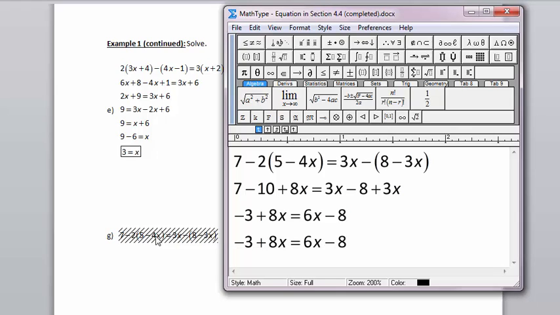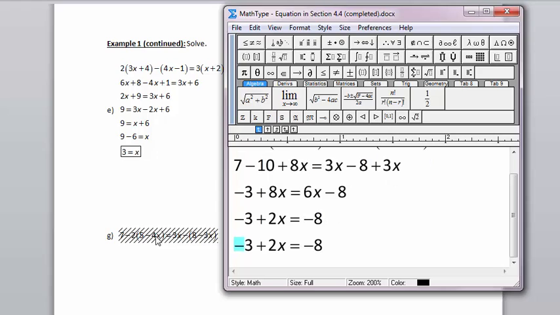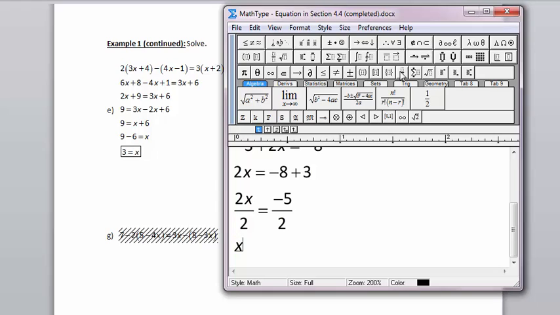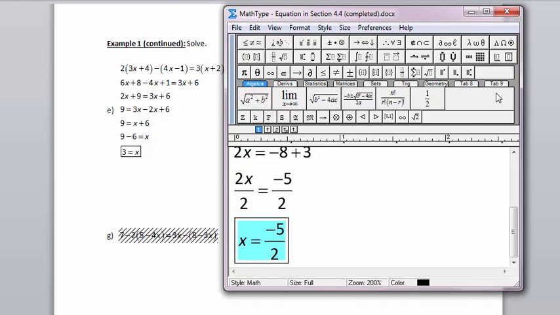To continue solving this, we're going to get rid of the smaller value of x. So the smaller value is 6x. We'll subtract 6x from both sides. That'll leave us with no x's on the right-hand side, and it's going to leave us with 2x on the left-hand side. The next step is to get rid of the negative 3, so we'll add 3 to both sides. Adding 3 to both sides is going to leave us with 2x equals negative 8 plus 3, or 2x equals negative 5. And we need to divide both sides by 2 to get x by itself. Our answer here is going to be x equals negative 5/2.